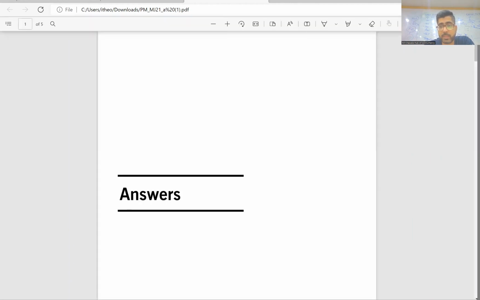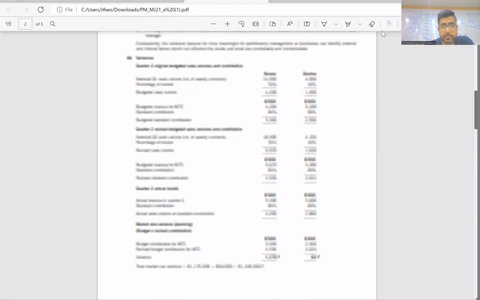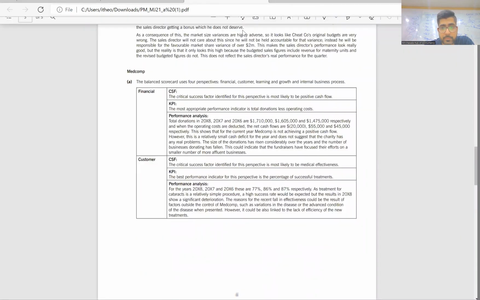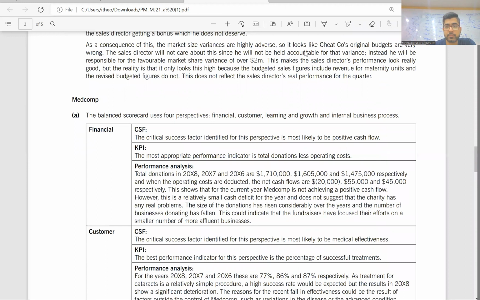Actually, these things are really easy, but people get panicked in these. Everything is from the question, nothing you have to do on your own. And you got 8 marks up till now as per our discussion. So it states the critical success factor for this perspective is most likely to be positive cash flow. That's what it was told. Indicator: the most appropriate indicator to measure positive cash flow is inflows less outflows. See, donations less operating costs. And then you need to do an analysis.